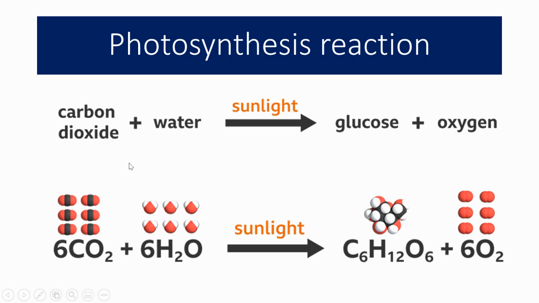So plants or trees are often used as a way to try and limit climate change, and that is because they take in carbon dioxide. So take in carbon dioxide from the atmosphere and use that to produce something useful, which is glucose. The chemical equation for this is 6CO2 plus 6H2O with sunlight to make glucose, which is C6H12O6, and then oxygen 6O2.